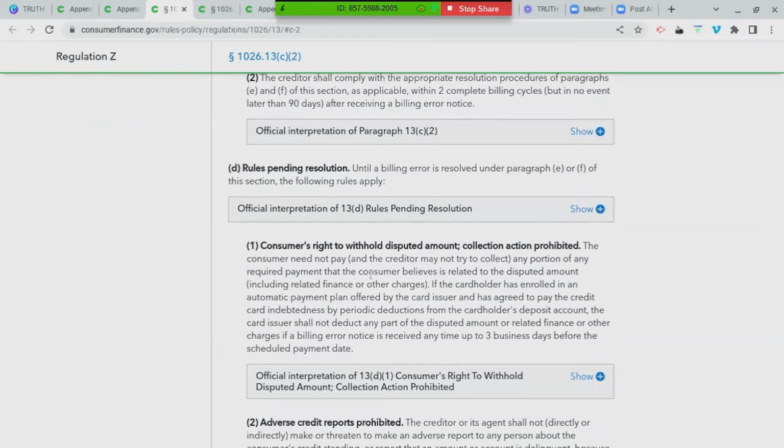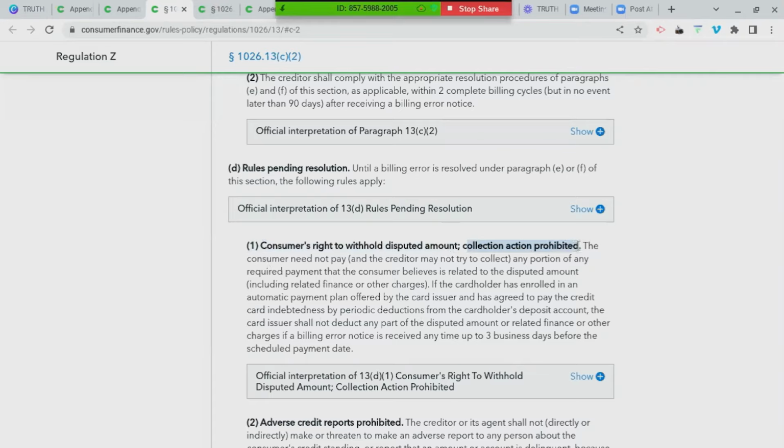Okay, here it is. So when it comes to the billing error resolution dispute and the creditor taking adverse action against you, you, the consumer, have a right to withhold any disputed amount. So meaning you have the right to not pay. And collection action is prohibited.